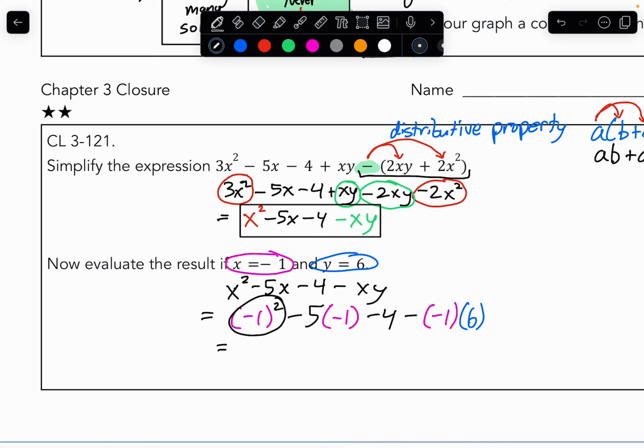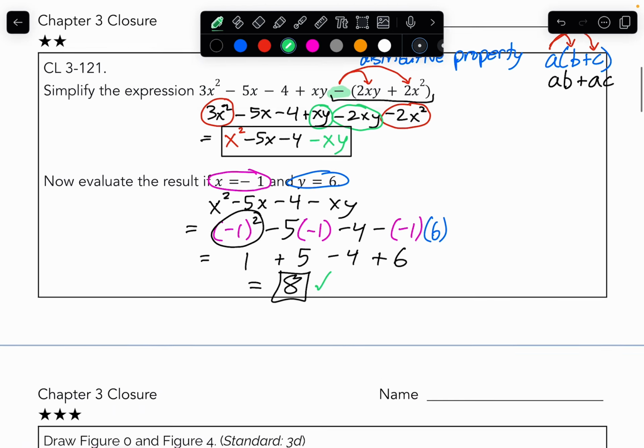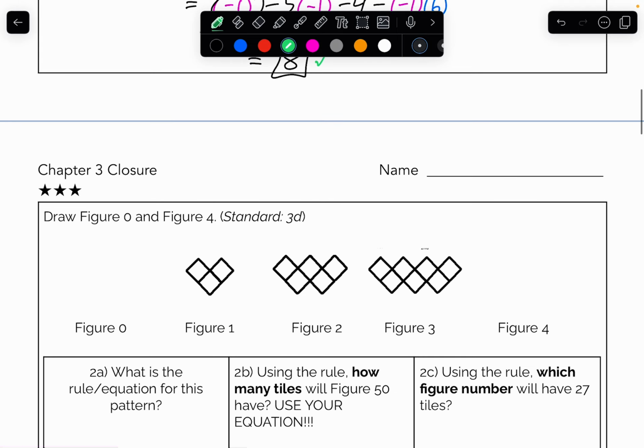Negative 1 squared is 1. Negative 5 times negative 1 is positive 5. Negative 4 stays the same. We have two negatives here. Negative 1 times 6. So that's going to be positive 6. Okay, now adding up everything correctly, we're going to get 6 minus 4 is 2. 2 plus 6 is 8. And that would be the correct answer. Let's move on.